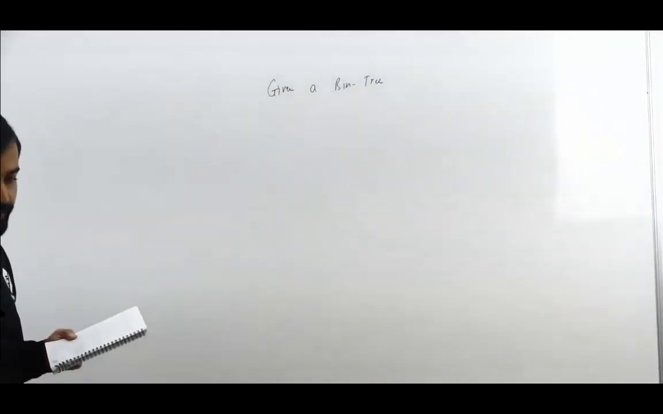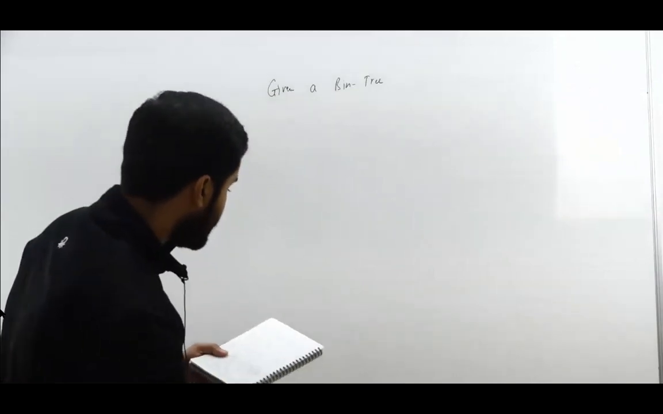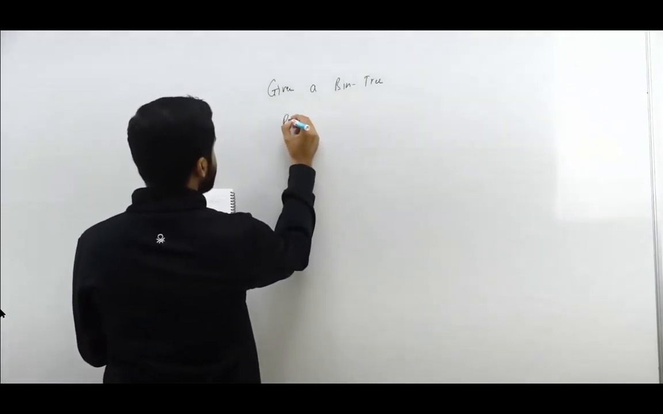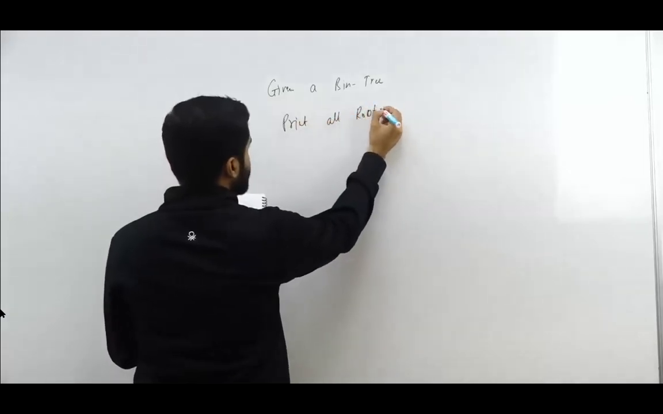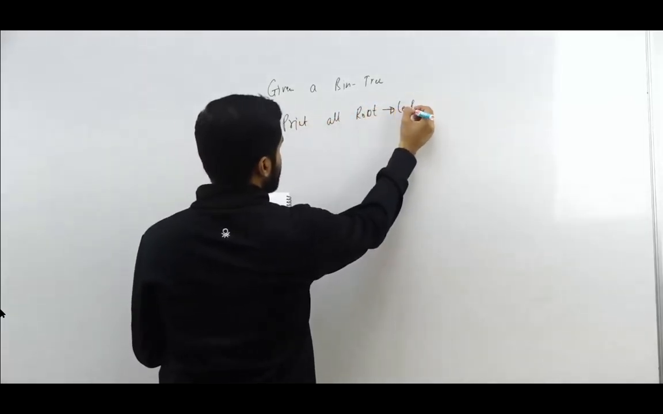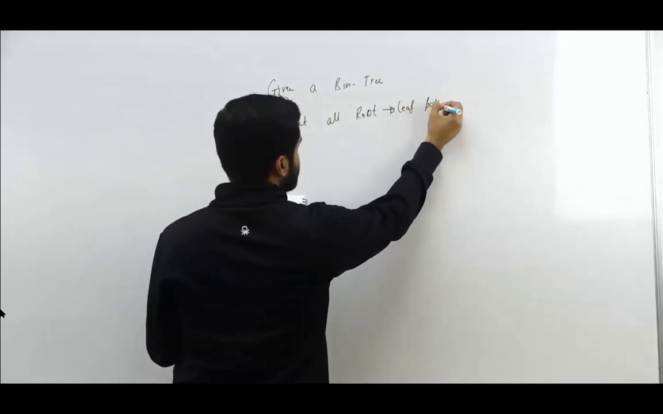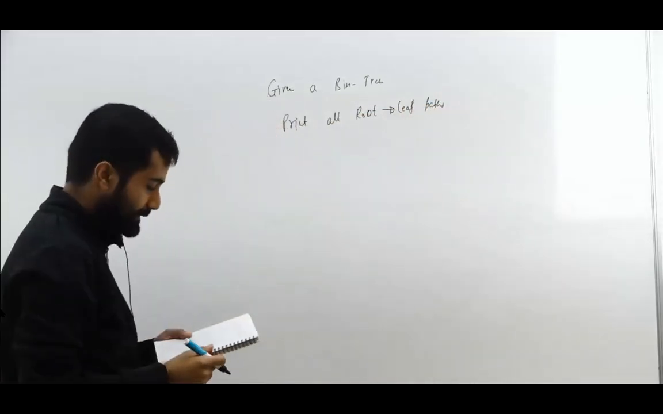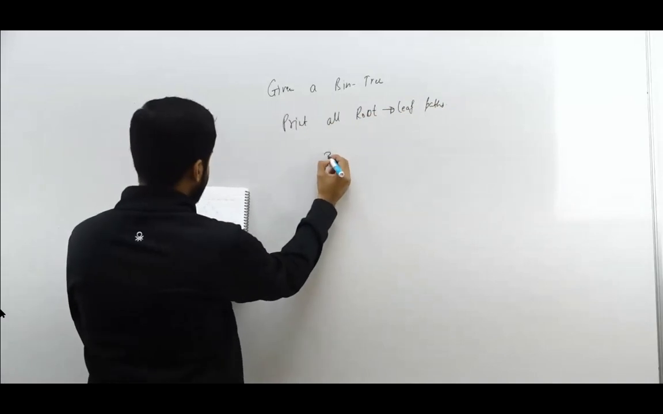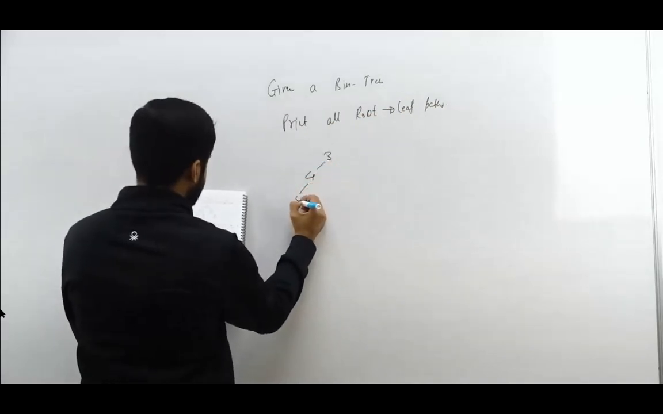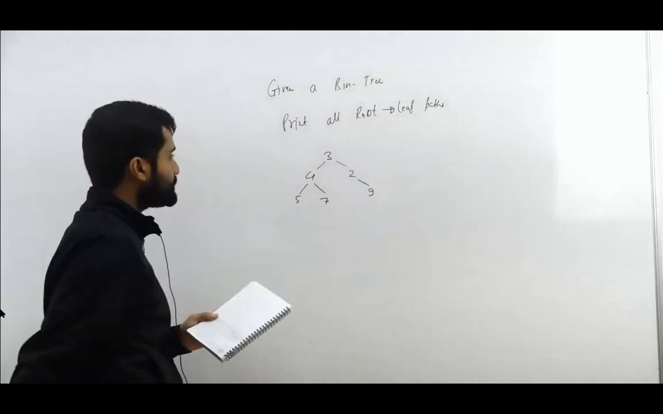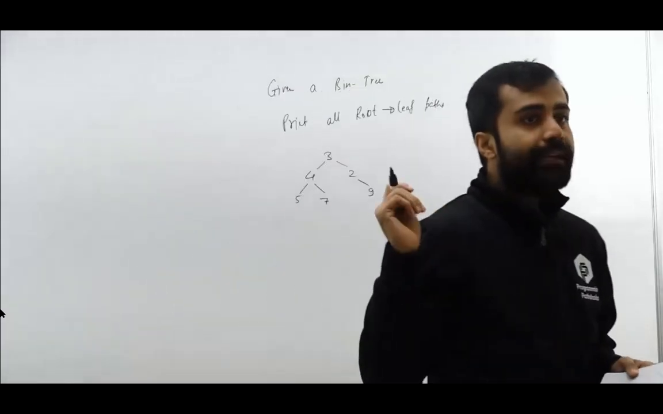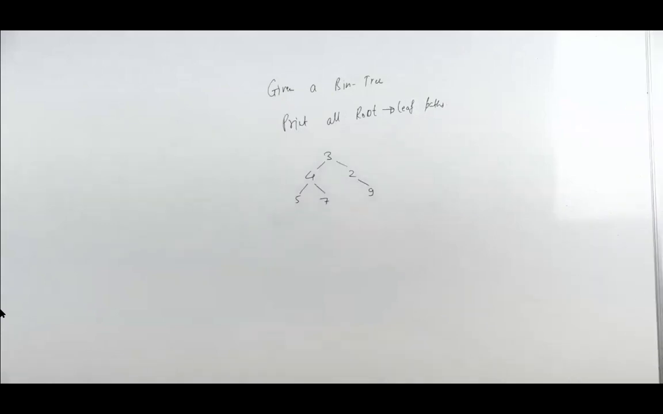Let's look at that question now. We have been given a binary tree, and what we want to do is print all the root to leaf paths. So let's say your binary tree is like that. How many root to leaf paths are there in this tree?